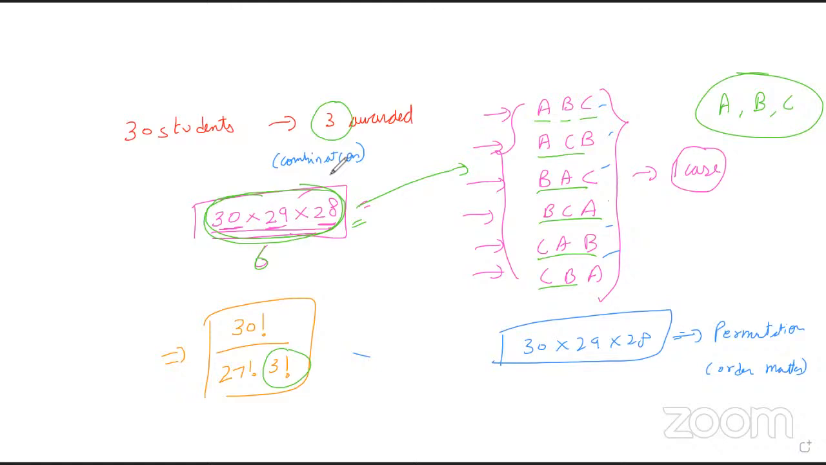Here you are doing selection of 3 students out of 30. So it doesn't matter in which order you are doing it. These are the 3 students you get.